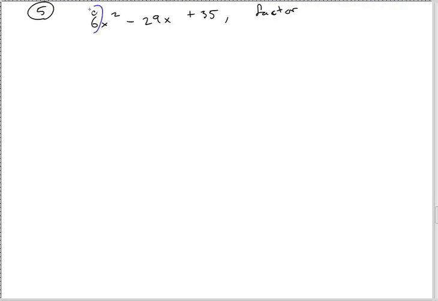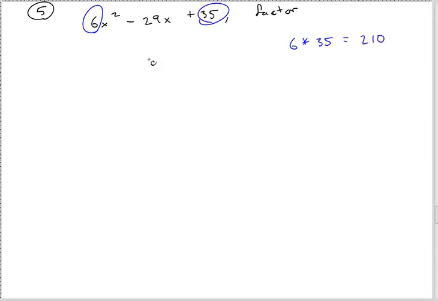All right, number 5 coming up quick. Same thing. Notice that this 6 is in the front, and that's what makes it difficult. So I want to do the AC method just like the last time. Again, everyone's got their own method; I'm just going to show you this one. So 6 times the 35. It is okay to use a calculator. So 6 times 35 is 210. And so that's really scary.